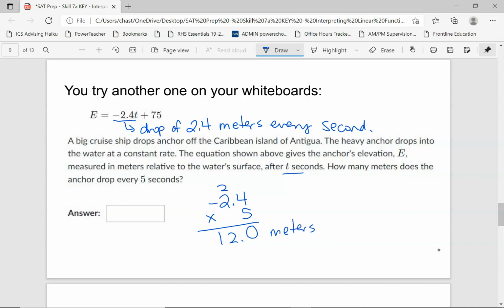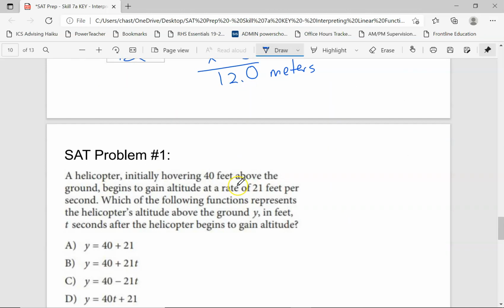I'm trying to decide if we need to put in negative 12 here, or since it's asking how many does it drop every 5 seconds, I could just say 12 since they're asking about, well, it's dropping. So 12 is what I'm going to go with there.